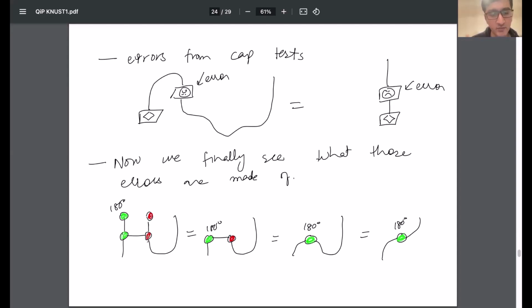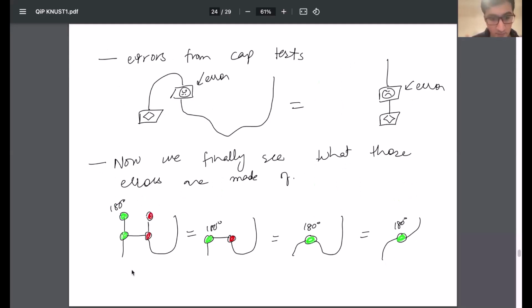This is just part of the teleportation diagram. I'm not showing you the state that is to be teleported. Now, if I apply spider fusion, what do I get? These two green spiders fuse, the red spiders fuse. The red spider becomes the identity, so it's just a wire. And the green spider, we can slide to the other side.